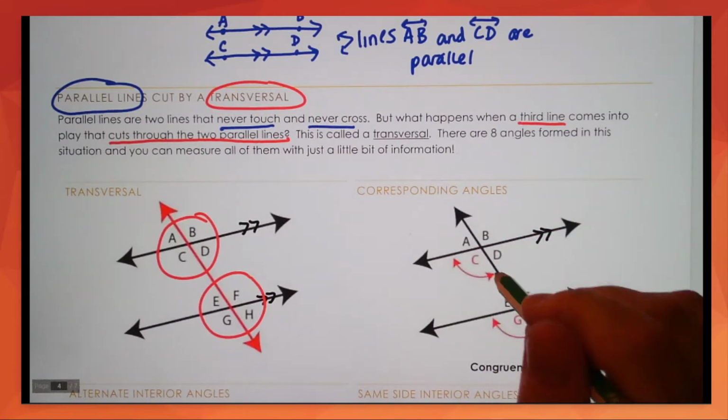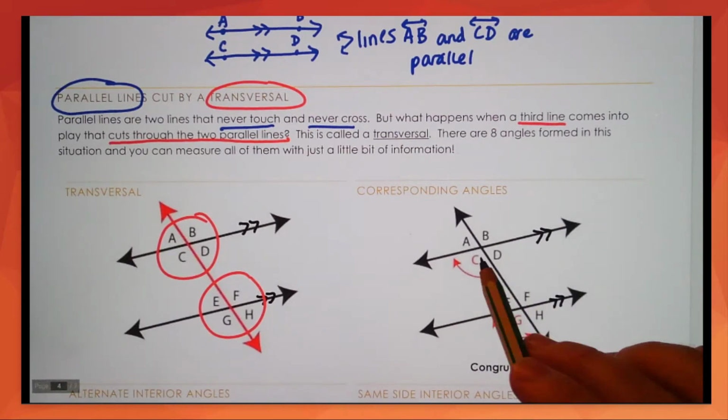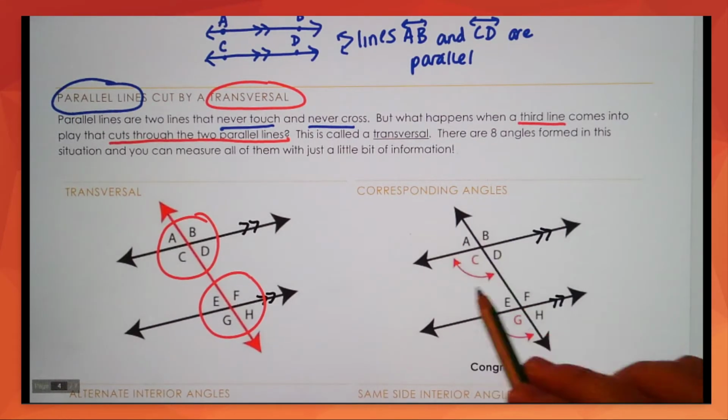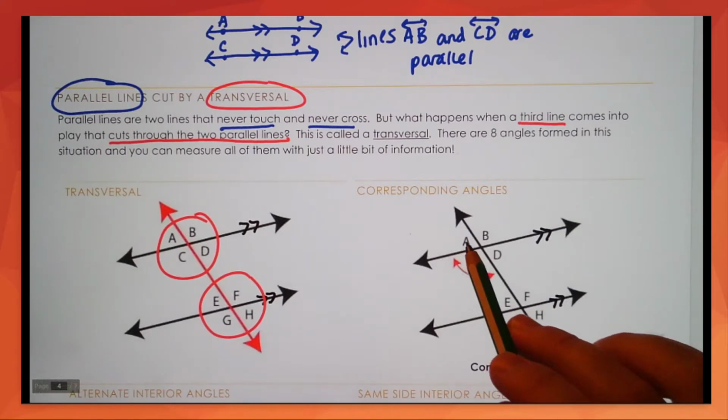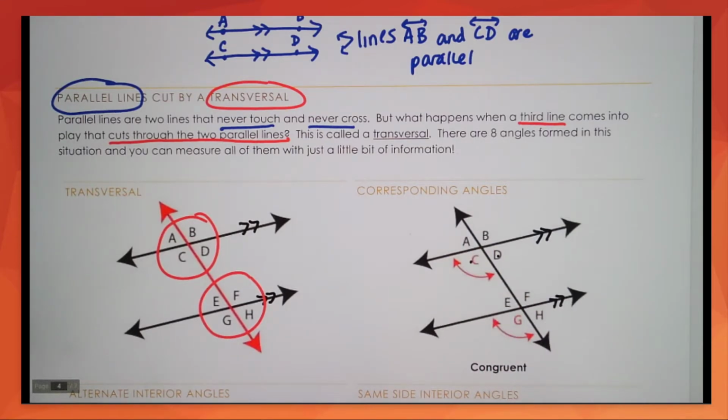So if you look at the placement, this has four angles, right? The first set of angles up here has A, B, C, and D. Well, on the other set, E, F, G, and H are in the same exact position as A, B, C, and D are in terms of what angles are created by this transversal cutting through them.